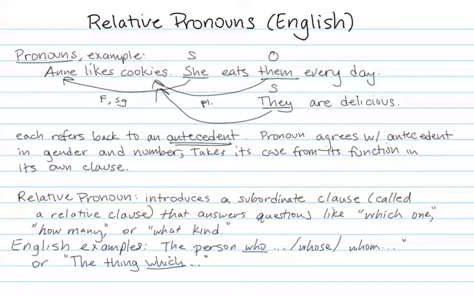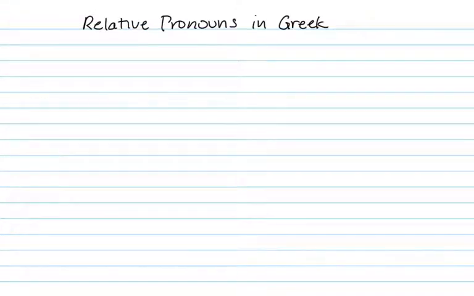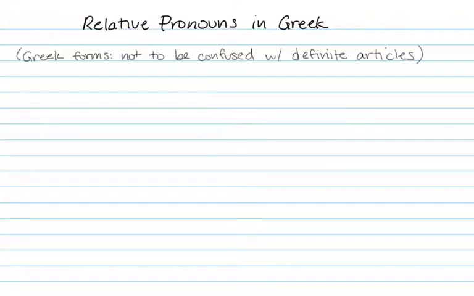If we're talking about things, we use which, the thing which is on the table. Notice that this is different from interrogative pronouns, which ask a question, like who are you? You'll see that there's a question mark at the end, and we are asking a question rather than answering a question. So now let's talk about the relative pronoun in Greek.